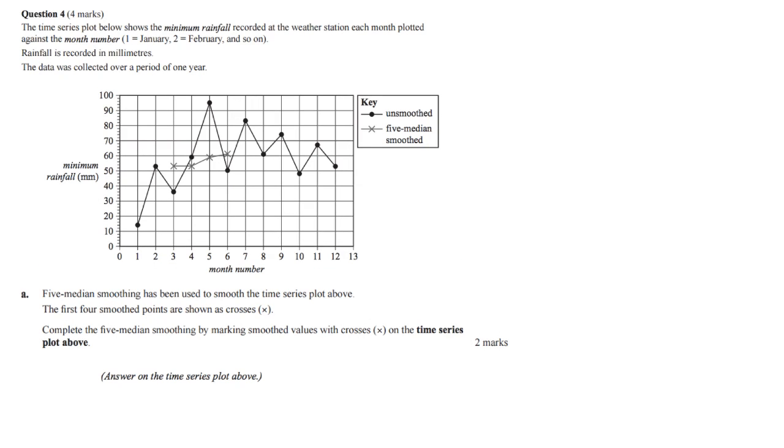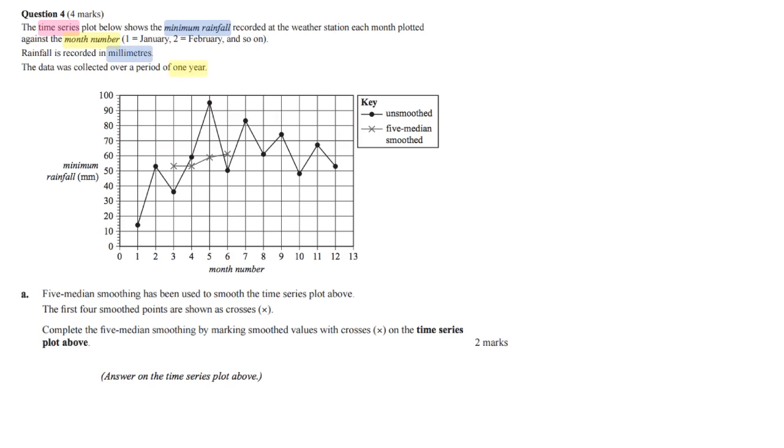The time series plot given in question 4 shows the minimum rainfall recorded at the weather station each month plotted against the month number. For example, 1 represents January, 2 represents February, and so on. The rainfall is recorded in millimeters, and the data was collected over a period of 1 year.